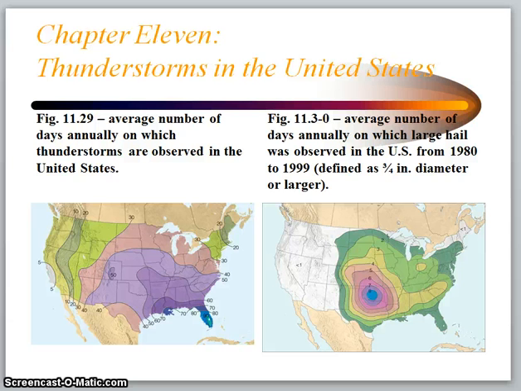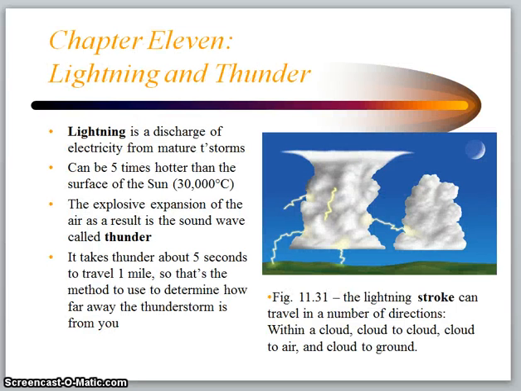Figure 11.30, I should say, there's a typo there, shows the average number of days annually on which large hail was observed in the United States from thunderstorms between 1980 and 1999. It's a 20-year period there. What is large hail? It's defined as hail that's 3/4 inch diameter or larger, and you can see the bullseye right over Oklahoma. You guessed it.